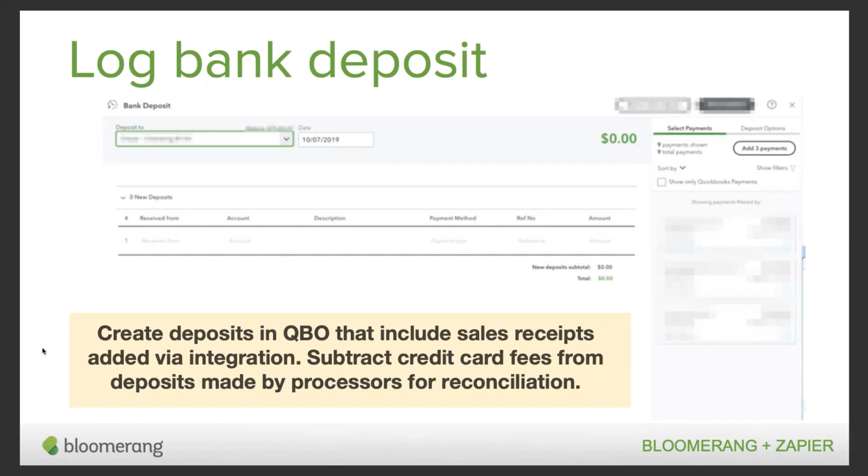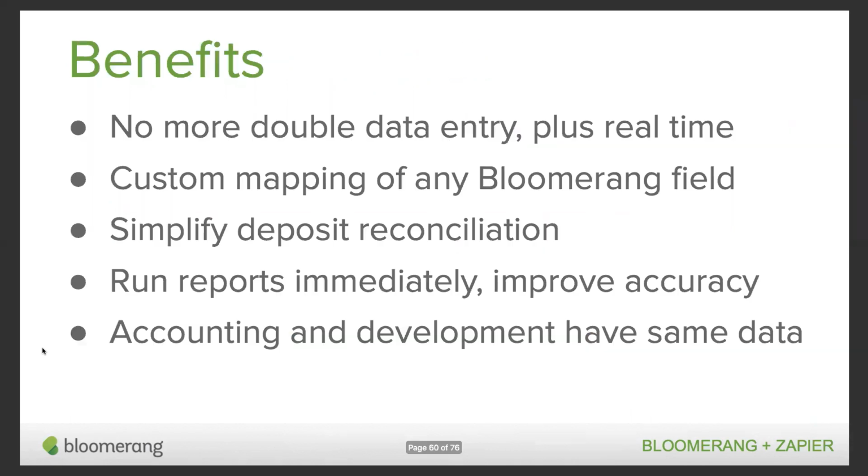An example would be a disbursement deposit from a payment processor. You could add the sales receipts in that deposit, subtract the payment processing fees, and that deposit will reconcile with your bank statement. QuickBooks Online integration with Bloomerang creates what we call a triple reconciliation. First, every transaction from Bloomerang goes to QuickBooks. Second, you're creating deposits and reconciling those with your bank deposit. And third, you reconcile those bank deposit amounts against your bank statement at the end of the month. Pretty exciting way to increase some accuracy and reduce double data entry.